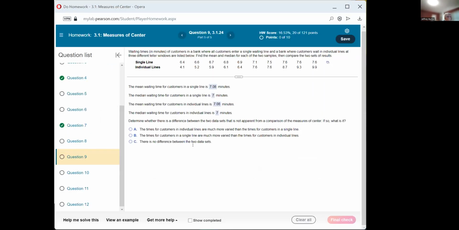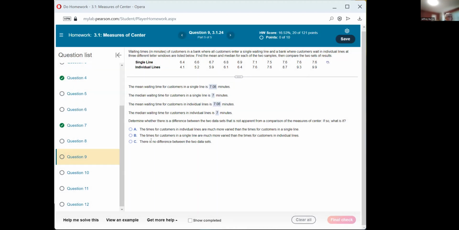Sorry, let me share this back. So we're back here. I put the answers in. And the question is determine whether there is a difference between the two data sets that is not apparent from a comparison of the measures of center. So if I look at this, the lowest value is 6.4, the highest one 7.6. So there's not a big difference between the min and the max. If I look at this, the lowest time is 4.1 and the highest one's 9.9. So big difference. There seems to be more variation here.